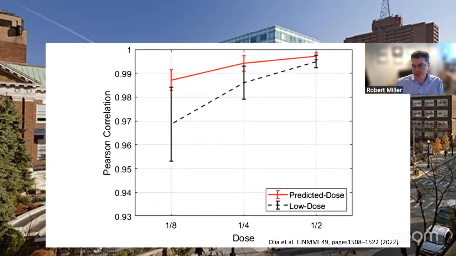You can then look at this a bit more quantitatively. This is looking at the correlation between the actual full dose images, the predicted, and the low dose images. And you can see that AI was more similar to the actual full dose images, really regardless of what dose was simulated.